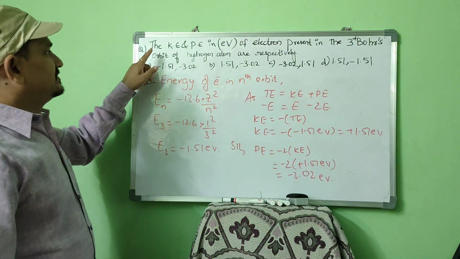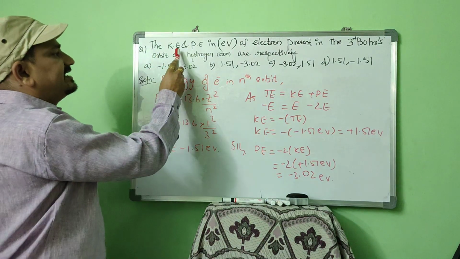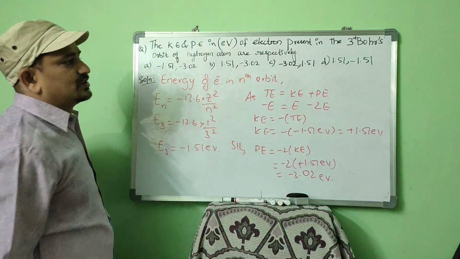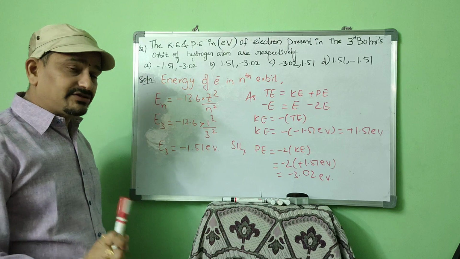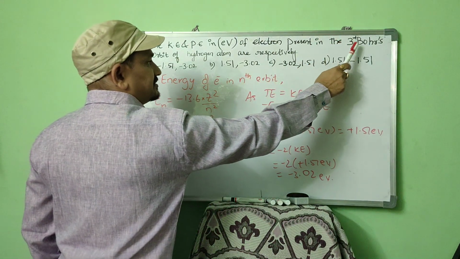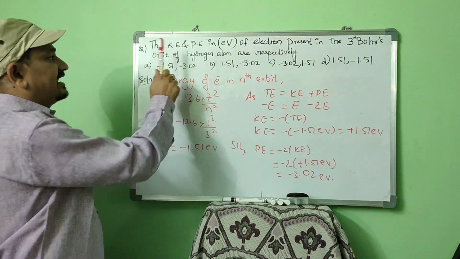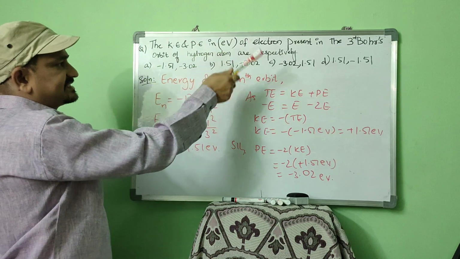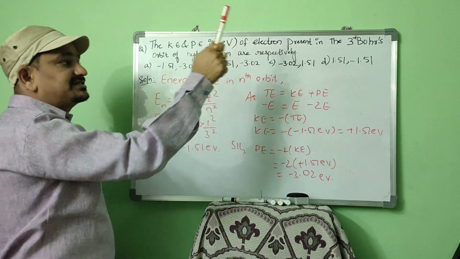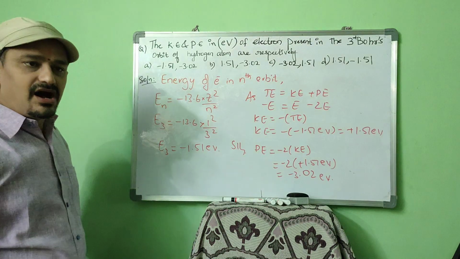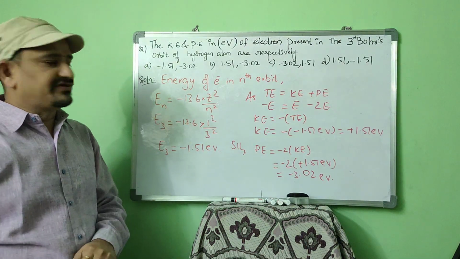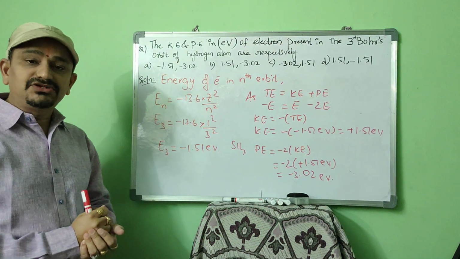In hydrogen atom, we are asked to find the kinetic and potential energies in electron volts, in the third orbit of hydrogen. The kinetic and potential energy in electron volts of an electron present in the third Bohr orbit in hydrogen are, what are the options? We have to find it. So immediately we have to come to the relation.